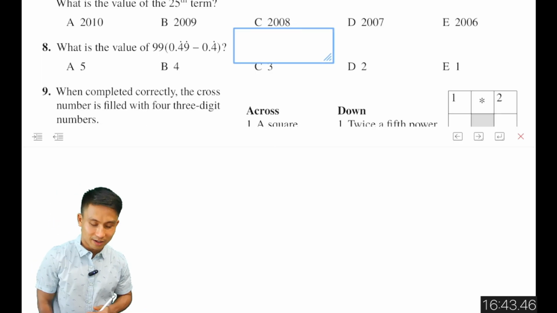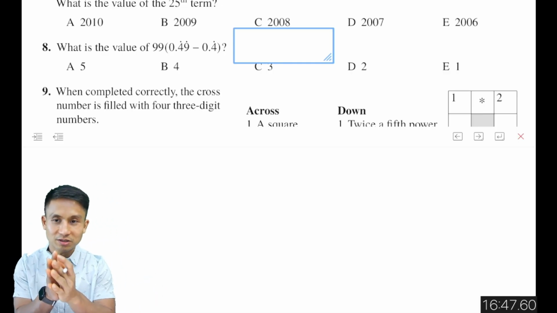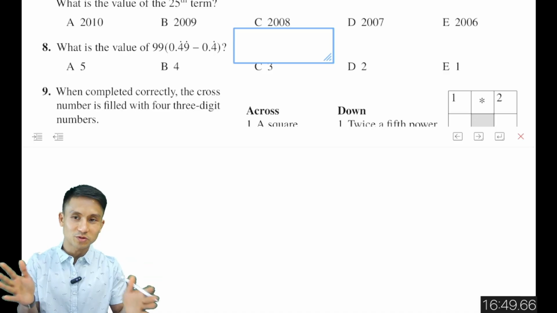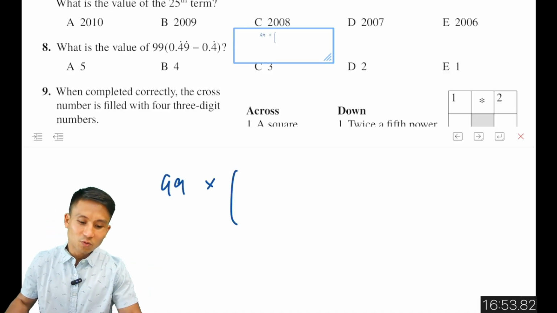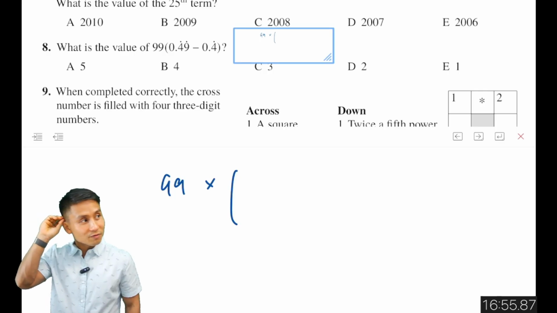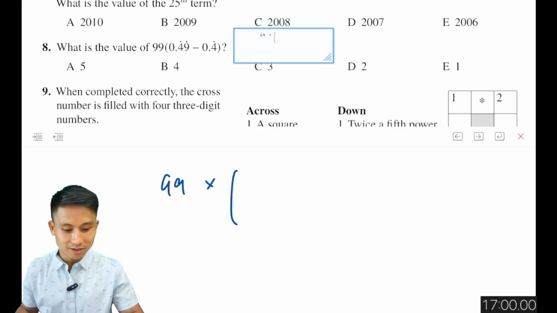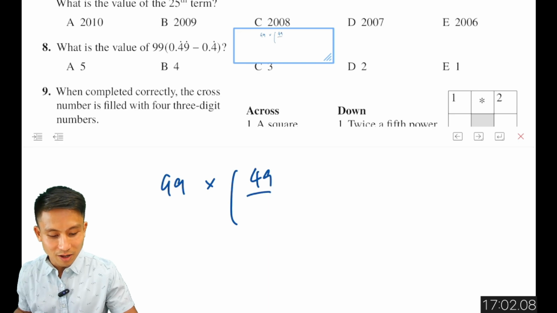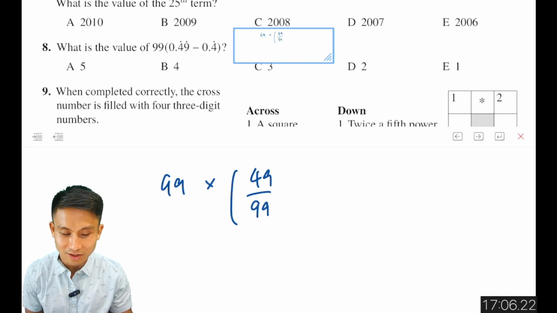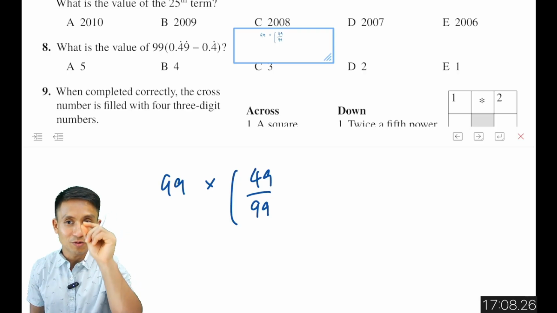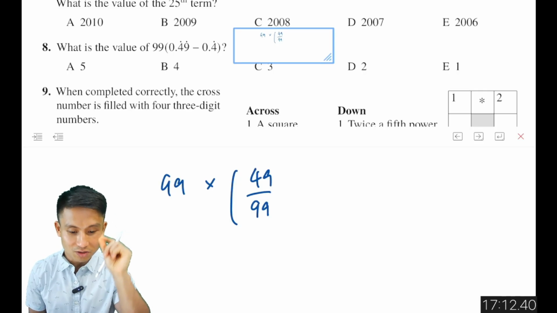What is the value of that? All right, so I think the way to go with this is to convert the recurring decimals to fractions. When you have 0.49 recurring, it's just 49 divided by 99. The number of 9s in the denominator will be the same as the number of recurring digits. So there are 2 recurring digits, 4 and 9.